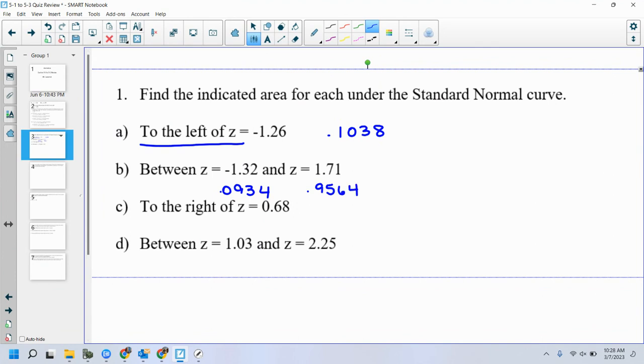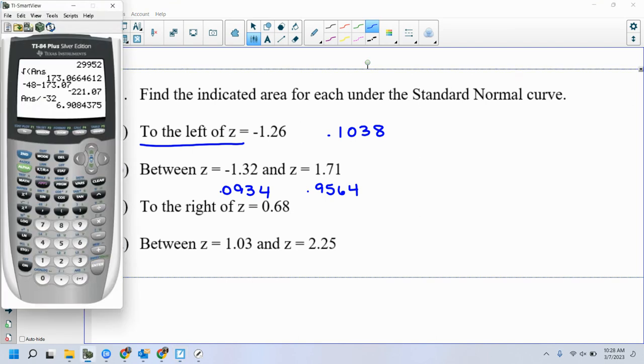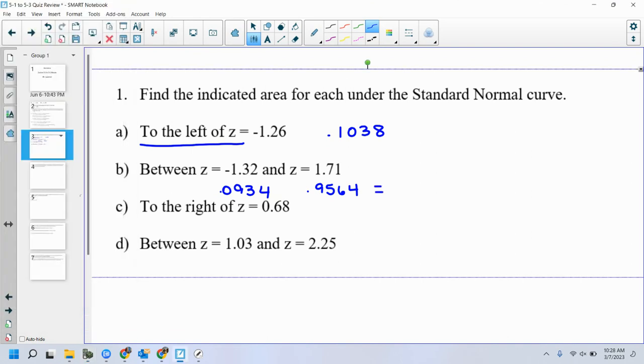Now remember, area can never be negative. So I'm always going to take bigger minus smaller. You can think of it as like the bigger z-score minus the smaller z-score as well. So I've got 0.9564, take away 0.0934, and that'll leave me with 0.863.